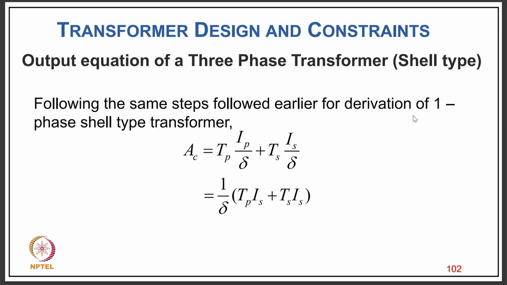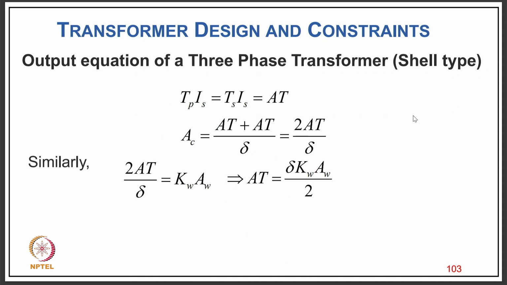So now coming to the output equation of the three phase shell type transformer, following the same steps as followed earlier for the single phase shell type transformer, Ac equal to Tp Ip upon sigma plus Ts Is upon sigma, that's equal to 1 upon sigma in bracket Tp Ip plus Ts Is. That is, Tp Ip equal to Ts Is equal to AT, and Ac equal to AT plus AT by sigma. So that's 2AT upon sigma, or 2AT upon sigma equal to Kw Aw. So AT becomes sigma Kw Aw by 2.